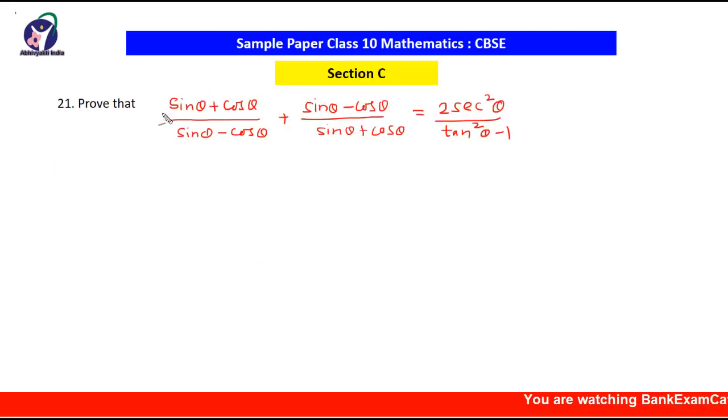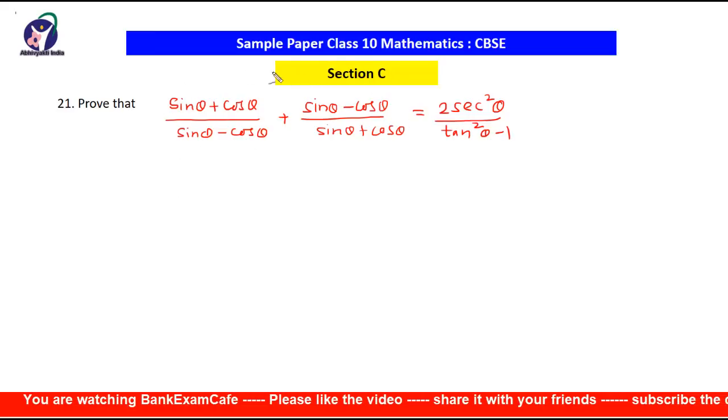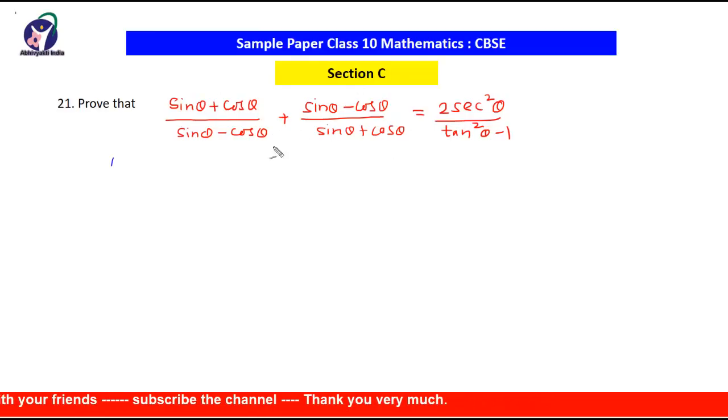Here the next question is, prove that (sin theta plus cos theta) upon (sin theta minus cos theta) plus (sin theta minus cos theta) upon (sin theta plus cos theta) is equal to 2 sec square theta upon tan square theta minus 1. Here we will solve the LHS, left hand side, to prove that it equals the right hand side. So first write LHS is equal to this. I am not writing it out because I have very little space. Then we will take the LCM and solve.